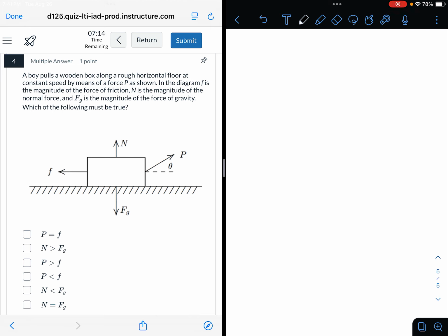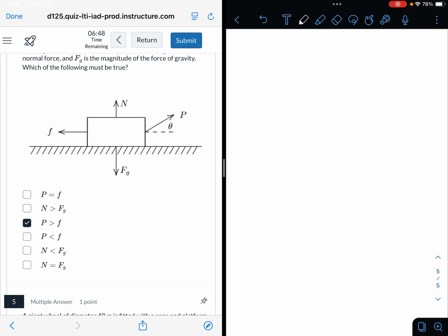Well, you got to know P is greater than F, right? Because P is going to have a component upward and a component to the right. So if friction is opposing that, P has to be greater than friction, right? Not necessarily equal because there's a component upward, but it has to be greater.